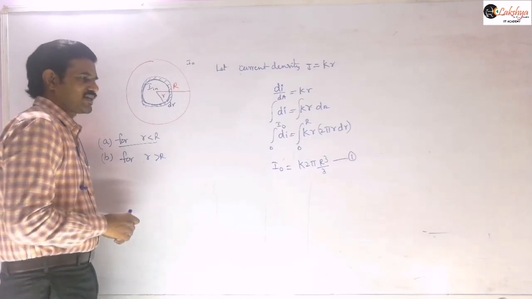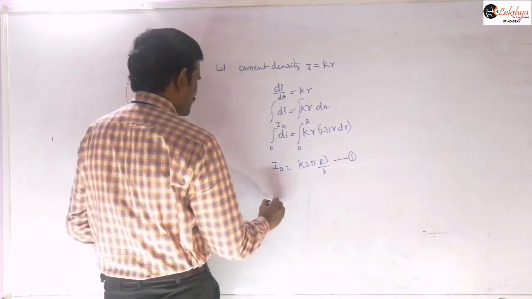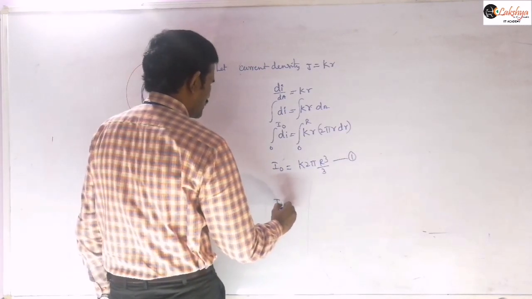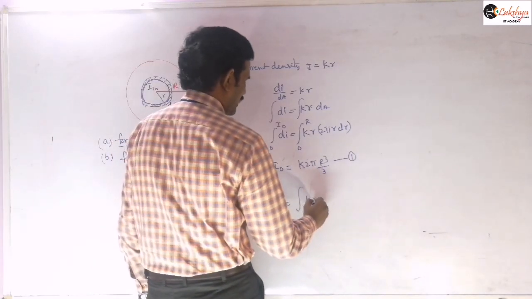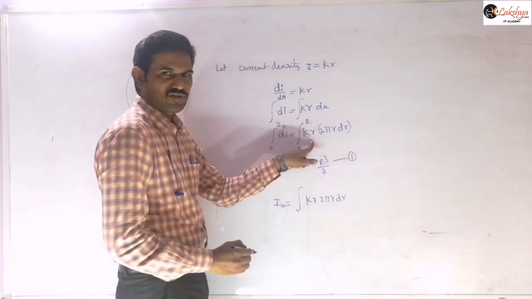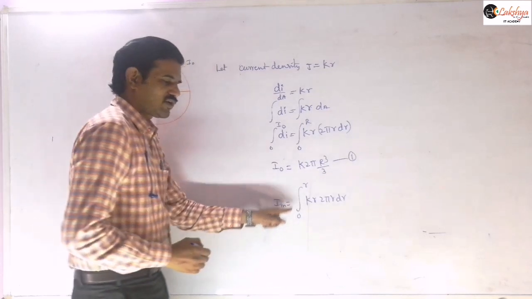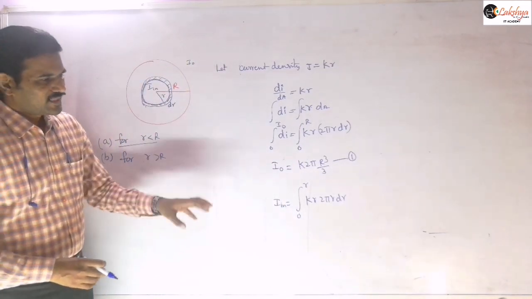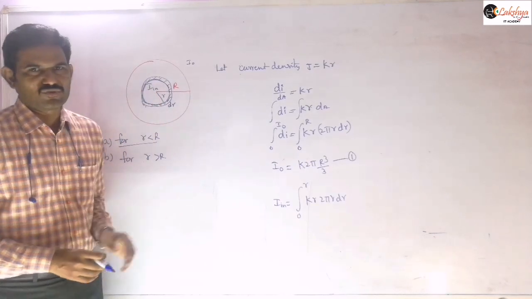So when I_in is the current flowing through that, you can calculate this value as I_in equal to the integral of K r into 2 pi r dr. I am taking directly this equation here, from 0 to r. So now we only need to take from 0 to r. That gives the current enclosed in a circular cross section from 0 to r.